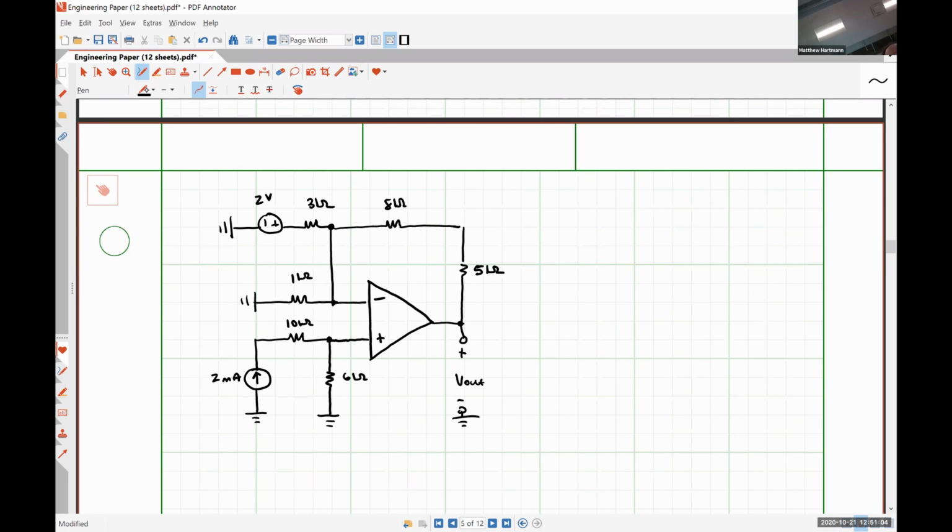So first thing, as per usual, I acknowledge that this current must be 0 amps. I acknowledge that this current must be 0 amps. And then I need to recognize that this voltage here, V plus, is going to be the exact same thing as this voltage here, V minus. So step one, how do we find what V plus is?